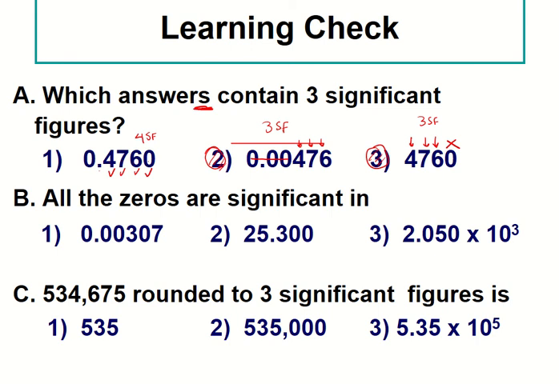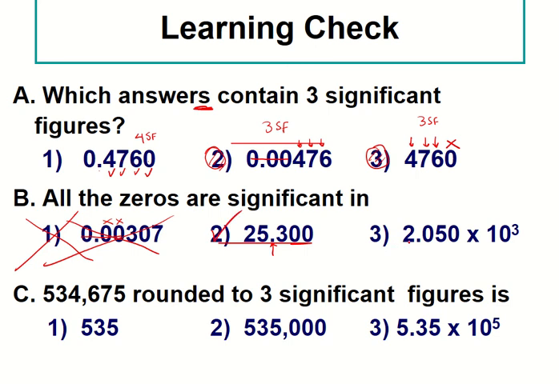B says all the zeros are sig figs. Zeros at the end, we don't count them as sig figs. So it's not the correct answer, so we eliminate that one. For these zeros at the end, we do have a decimal, so we count them as sig figs. So 2 can be the correct answer.